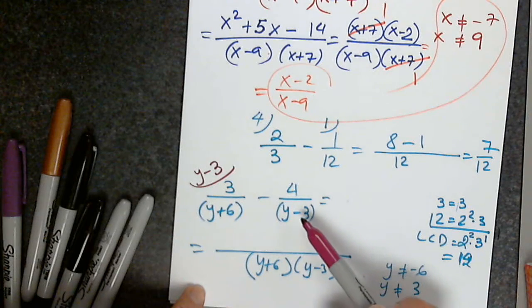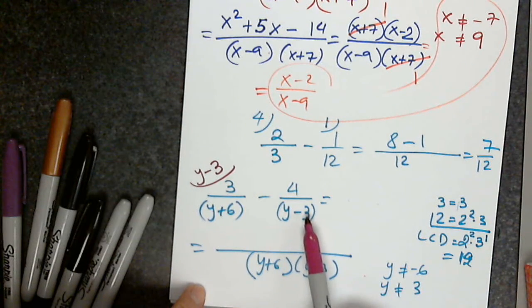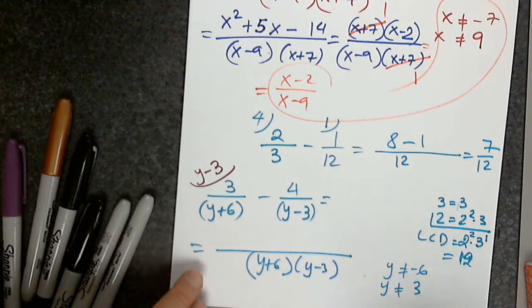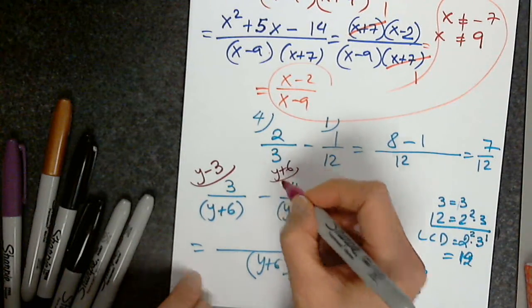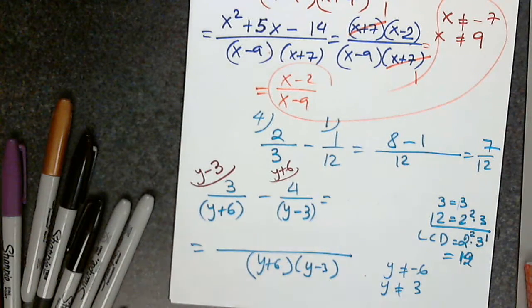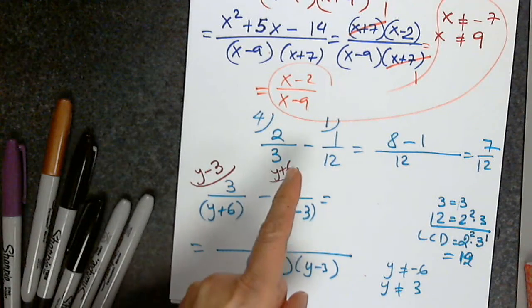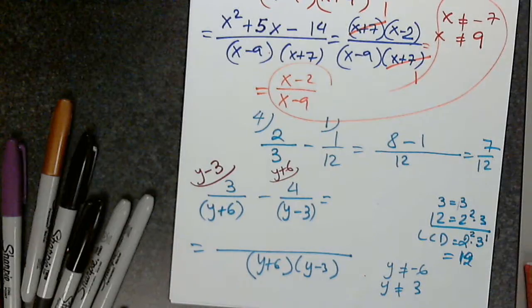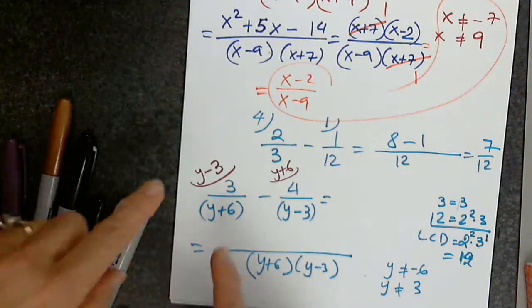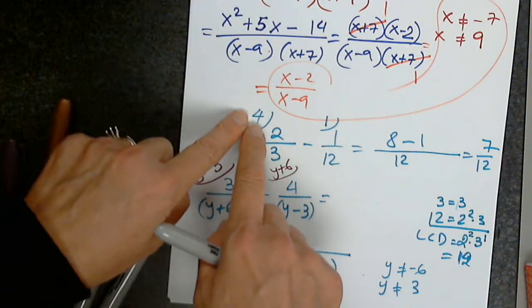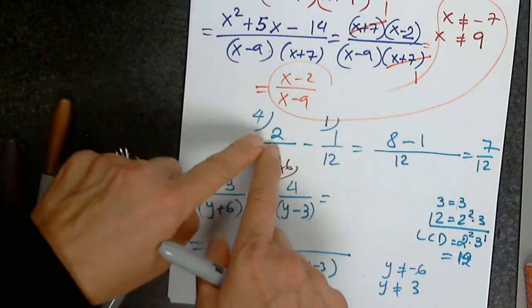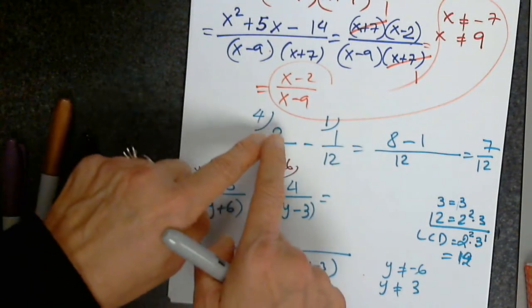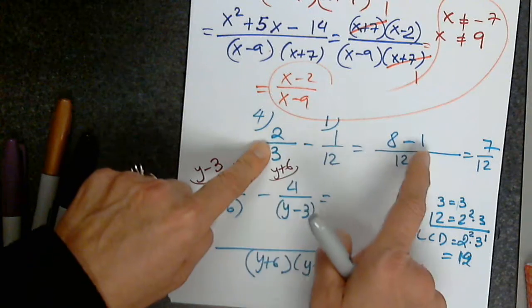Now the same thing with y minus 3. What did we multiply y minus 3 by to get this least common denominator, the whole thing? Right. So if I multiply the denominator by y plus 6 to get y plus 6 times y minus 3, I have to multiply the top by the same quantity. Exactly how we did it here. So now, this is a product. Be careful. Like here, 4 times 2. I didn't say 4 plus 2 or something, 4 times 2 is 8. 1 times 1 is 1.